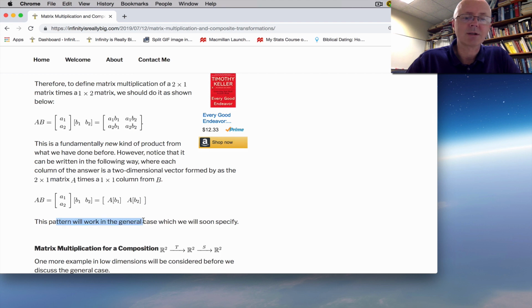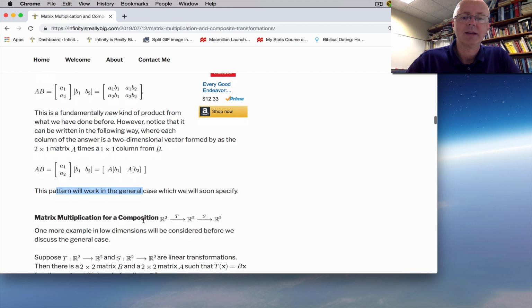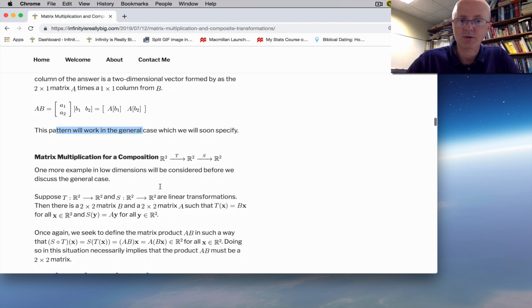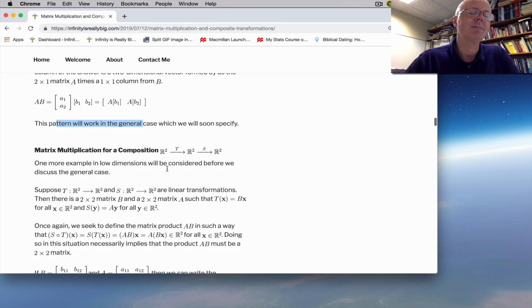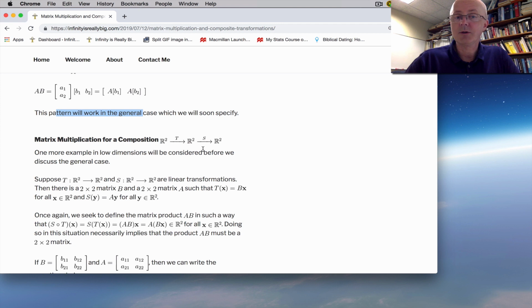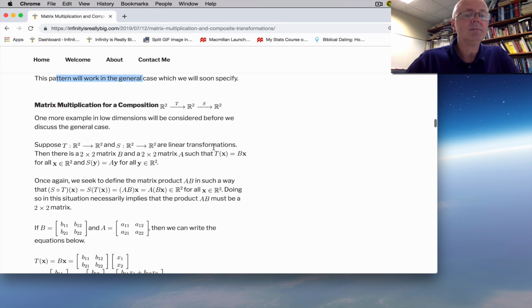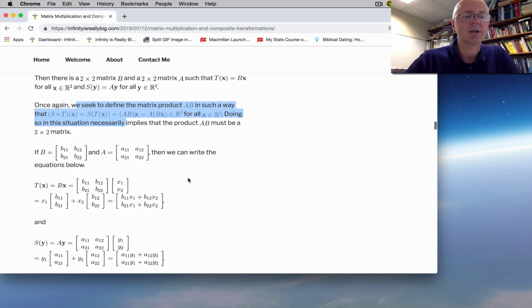And this pattern is going to work in general, including in this situation here, which is our most complicated situation before the general case. We're almost in the general case here. Hang on. T goes from R2 to R2, so does S. The composition, therefore, goes from R2 to R2. We want this equation to be true. A times B has got to be 2-by-2. This is the hardest calculation here.